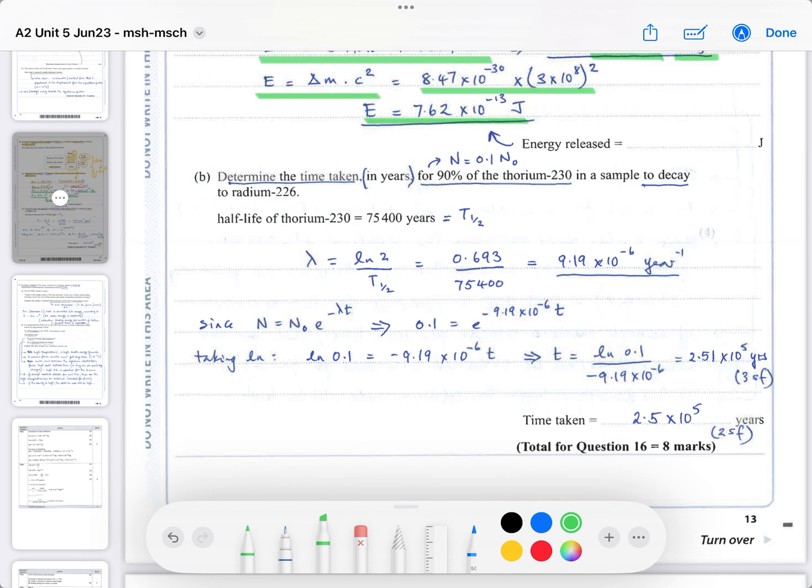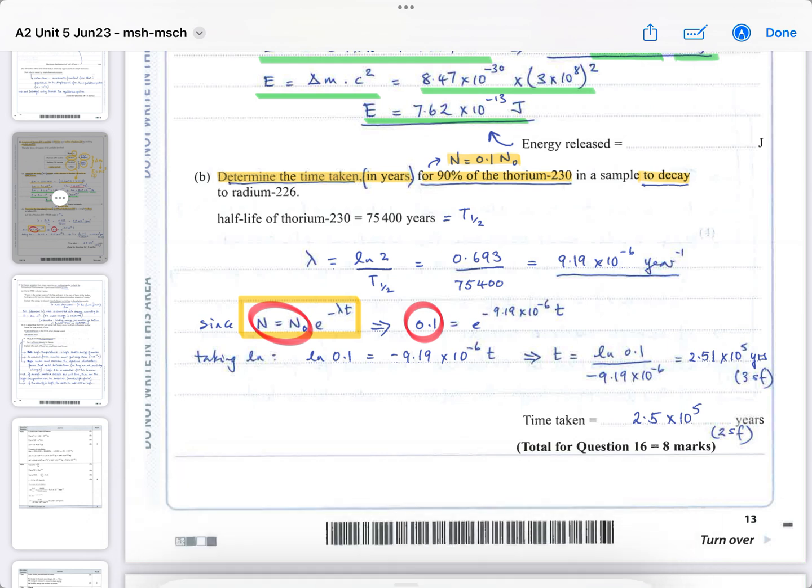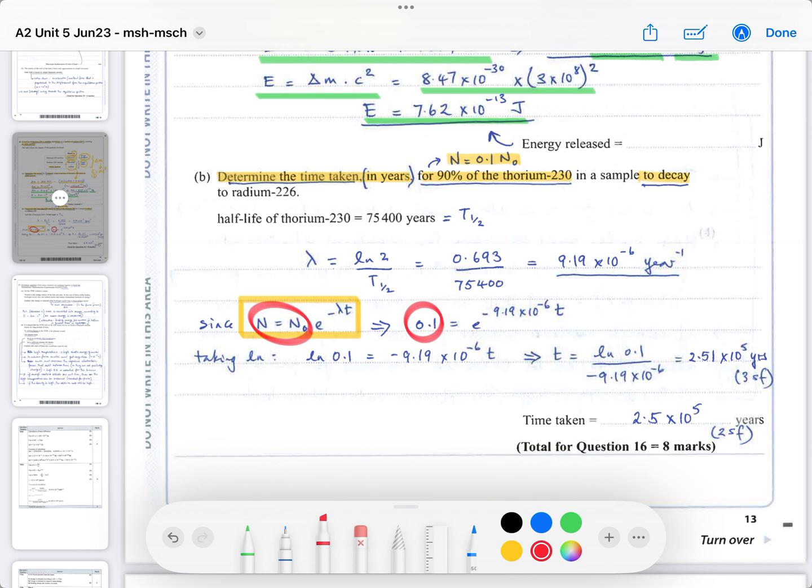Determine the time taken. Now it wants you to determine the time taken in years for 90% of the thorium to decay. That means the final value of N will be 0.1 of N naught, because they want you to use this equation, that the number decreases, and you could put N and N naught on the same side of the equation as a fraction, and we know the fraction is 0.1 because that's 10%. So if 90% has decayed, 10% is remaining, so the fraction is 0.1. So N over N naught is 0.1, and you can then use e to the minus lambda t in this equation.